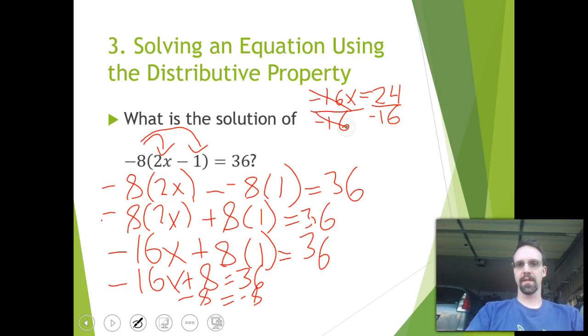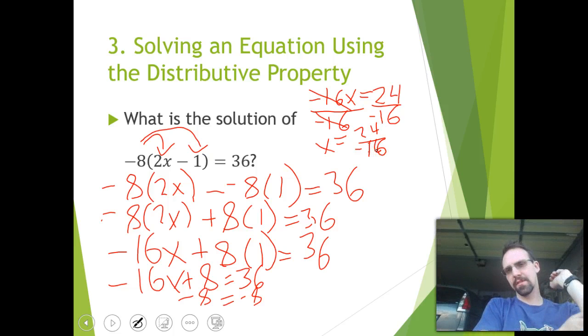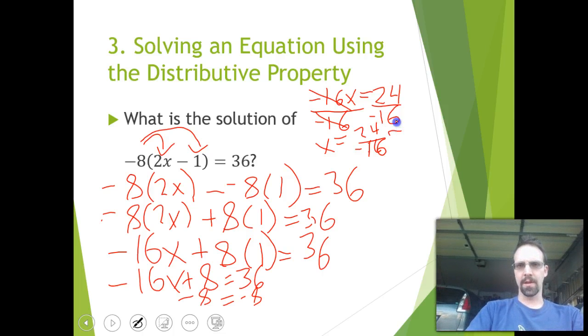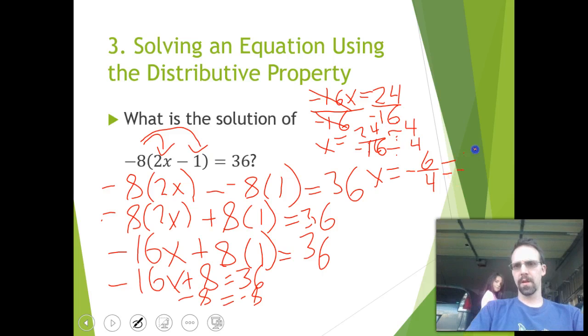Negative 16 and negative 16 cancel out. And I can simplify this over here. 24 over negative 16. Positive divided by negative is negative, so that whole fraction is negative. And then 24 and 16 can be divided by 4. The way that I usually show reduction is here. So 4 goes into 24 6 times, so I have negative 6. 4 goes into 16 4 times. Oh, and I see that I can actually reduce it down even more. And I get x equals negative 3 halves.